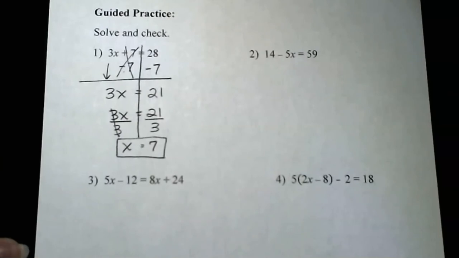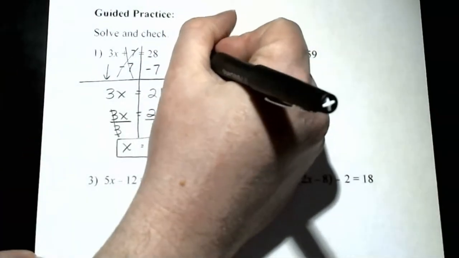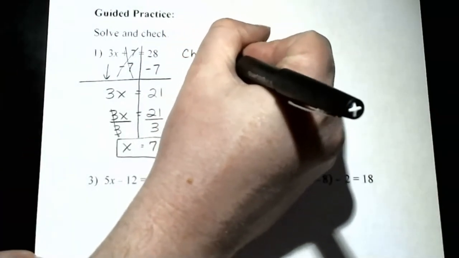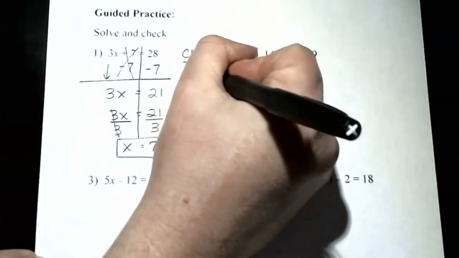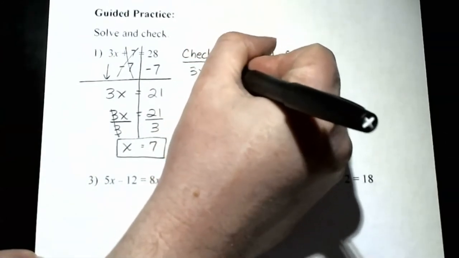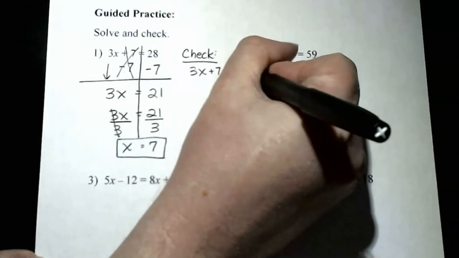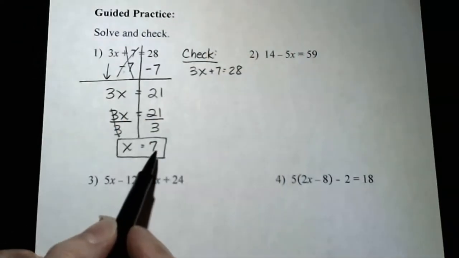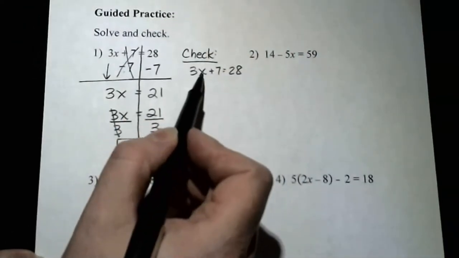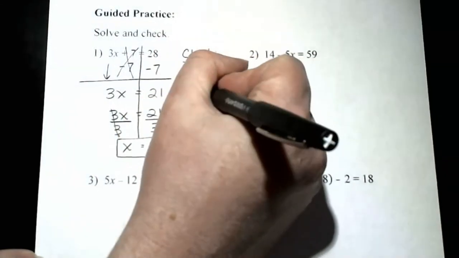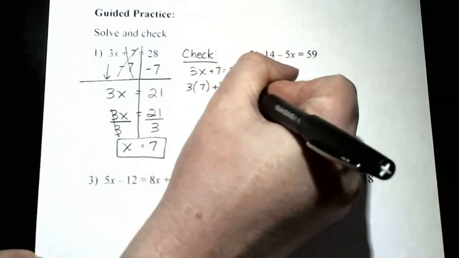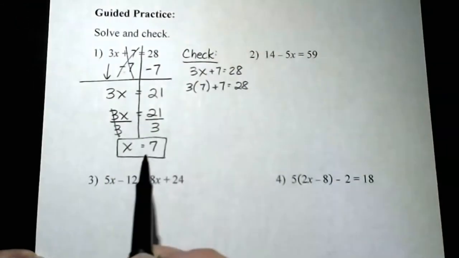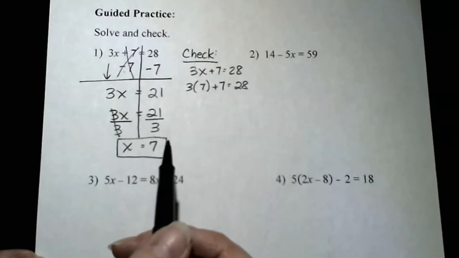That one's done. To check it, which I'm only going to do the check for this one, just to show you, I'm going to take the original equation, 3x plus 7 equals 28, and substitute the 7 that I got for my answer in place of the x. And then I'm going to follow the order of operations and see what happens.